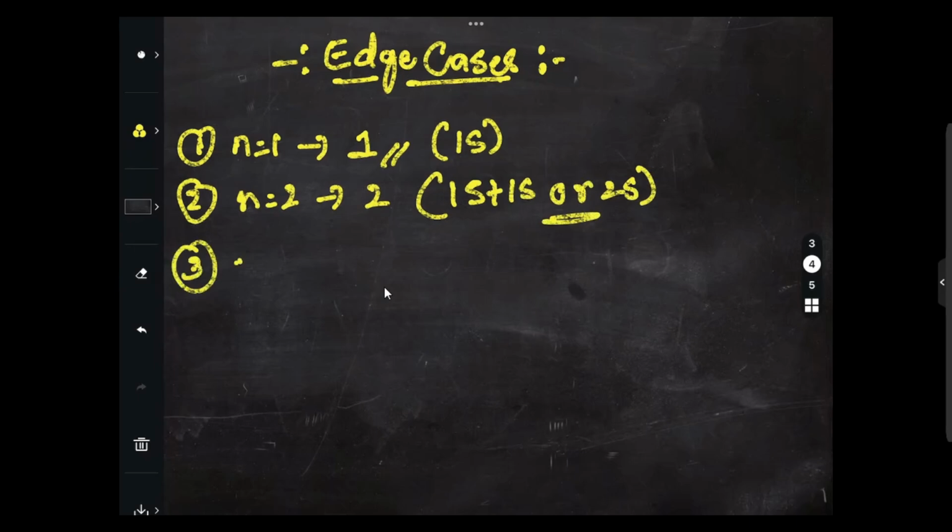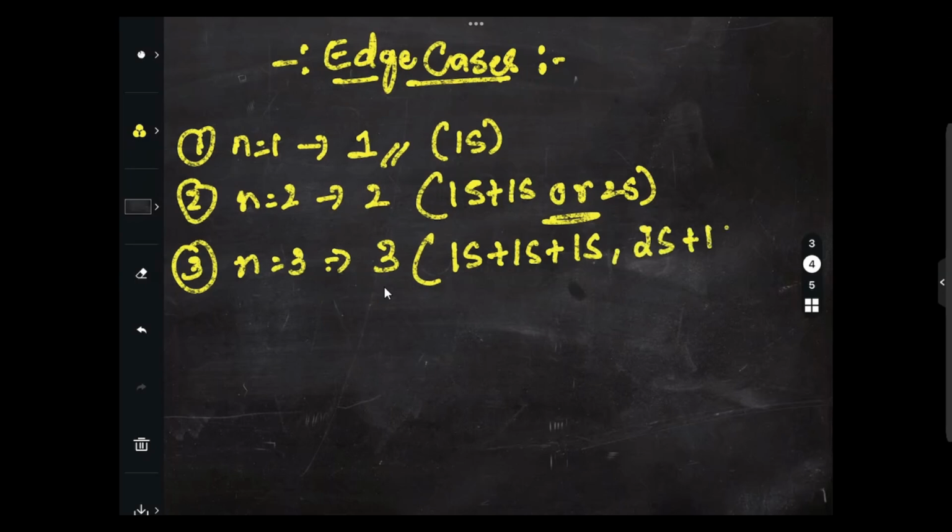The third edge case is when n equals 3. When n equals 3, there are three ways: one step plus one step plus one step, or two steps plus one step, or one step plus two steps. So this is fine.